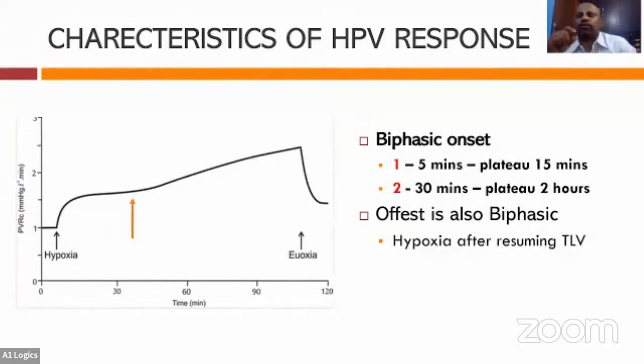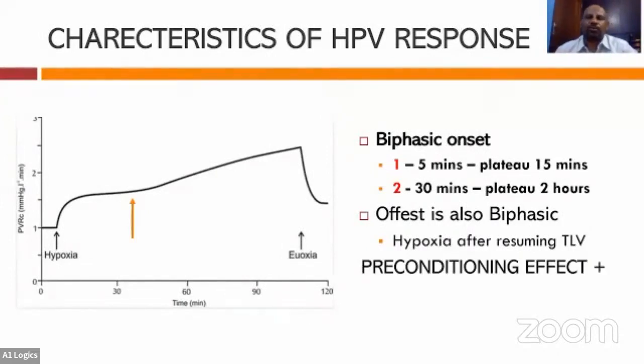Suppose you have a lung case and you're taking it down in one-lung ventilation, and the surgery is over and you start ventilating both lungs. There will still be some amount of desaturation. That is because the HPV response offsets a little late, and it has a preconditioning effect also. Suppose you produce some amount of hypoxia in the ventilated lung before the surgery; in the intraoperative period, when you produce a lung isolation, the HPV response will be very intense. That is called the preconditioning effect.